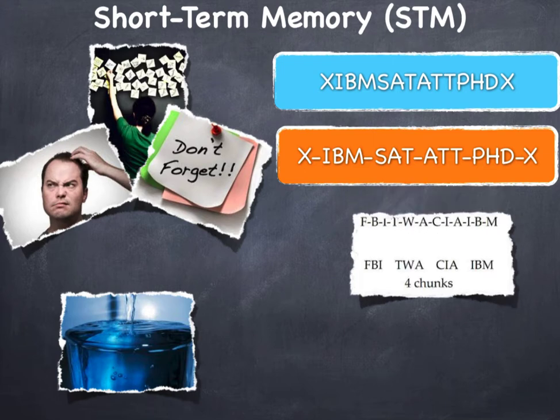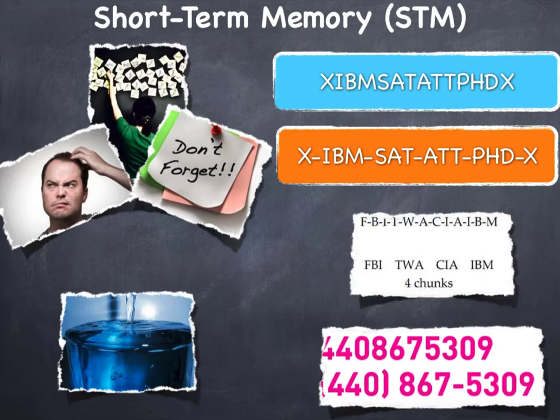And so, for example, here's 4 chunks: FBI, TWA, CIA, IBM. These are easier chunks because they become recognizable. Phone numbers are often done in this manner. It enables us to better remember them than to have a full sequence of 9, 10, or 11 numbers, which typically in short-term memory we don't remember.